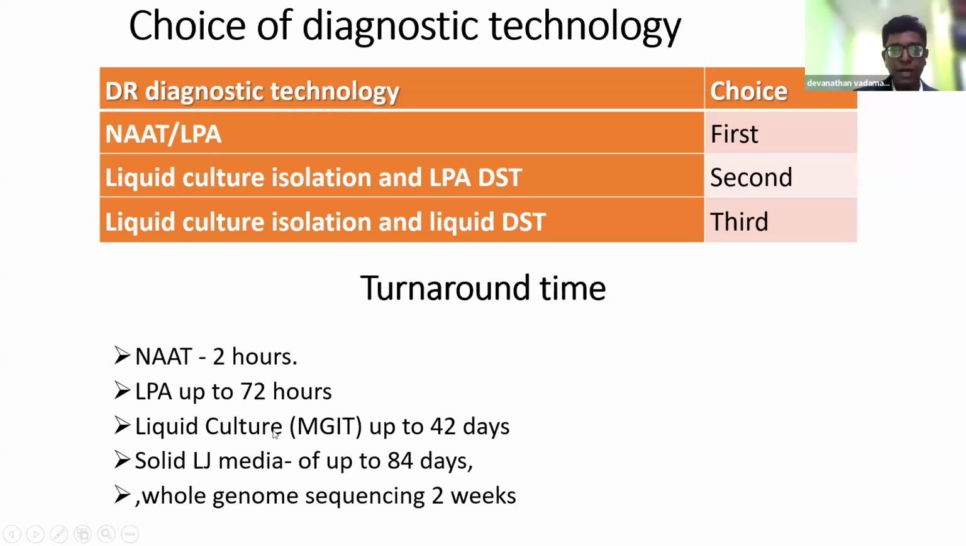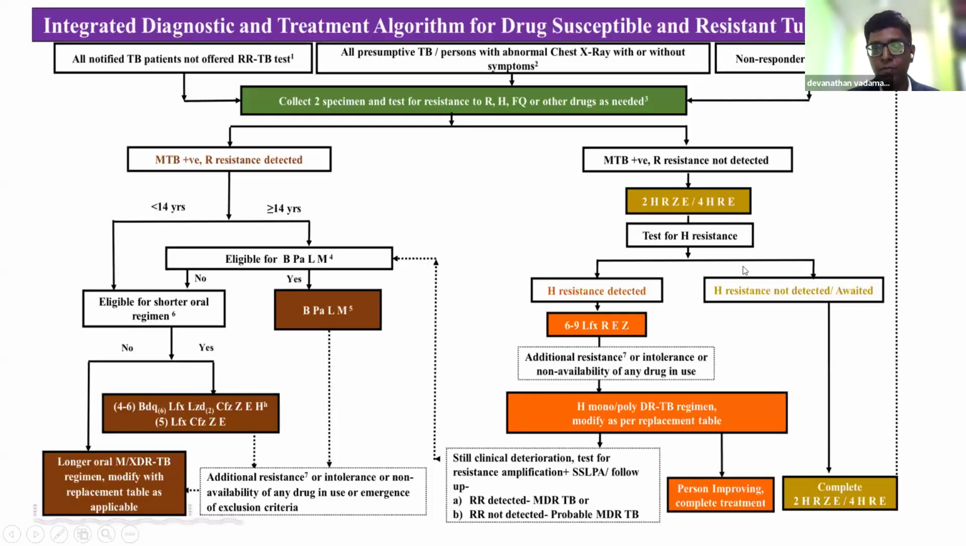So for the definitive management, MGIT culture is the gold standard test. We'll get the report, but the disadvantage is getting the report in 42 days. But the advantage is we can get the sensitivity pattern of all the drugs, first line and second line. So this algorithm is most important.